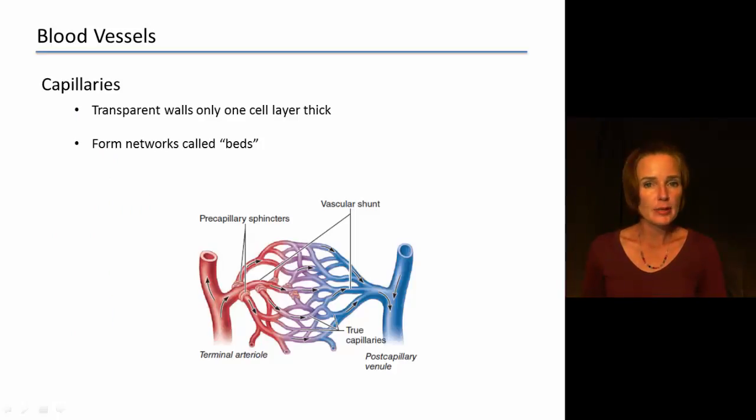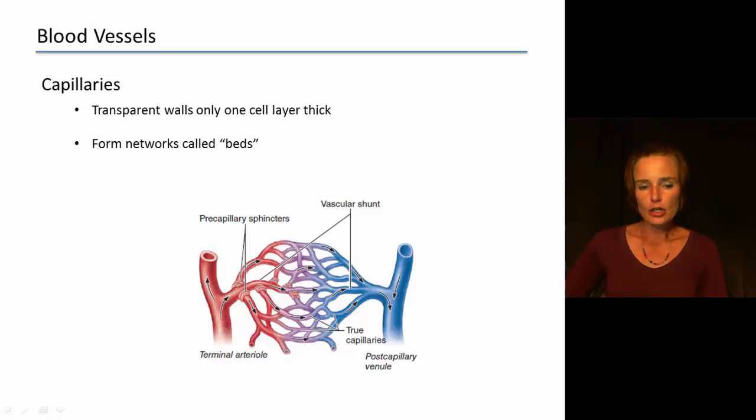The capillaries are going to be very tiny, and these have transparent walls that are only one cell layer thick. Those transparent, very thin walls are going to really help with the exit of oxygen and then the entry of carbon dioxide into and out of the capillaries. The capillaries themselves are going to form a network called a bed.